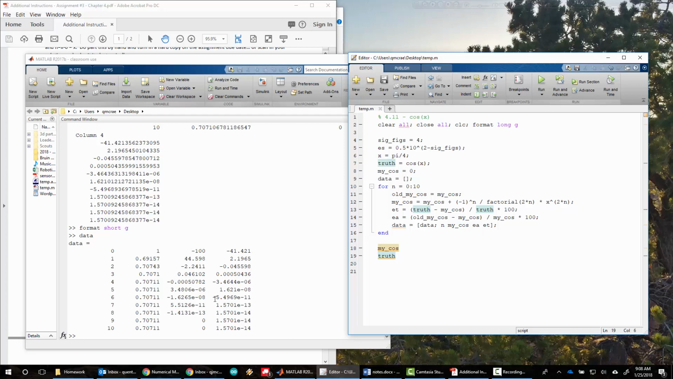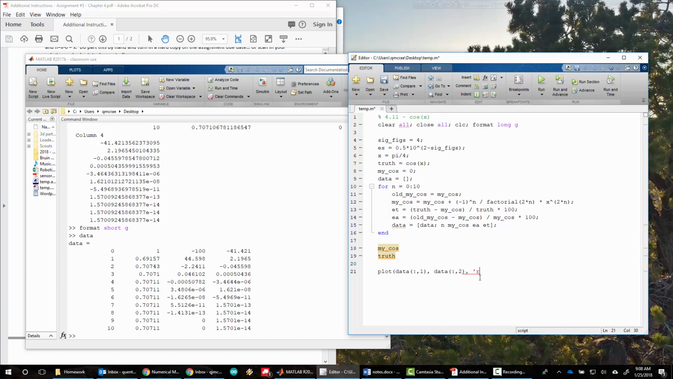And you can see the signs bouncing back and forth. So here's what's interesting: we can take this and plot it so you can actually see what's happening. It's plot(data(:,1)), so we're going to plot against the iteration number, and data(:,2), we're going to plot against the actual current guess for my cosine. And you can see here it stabilizes pretty quick as to what it is.